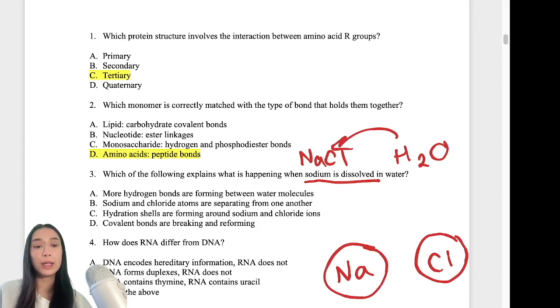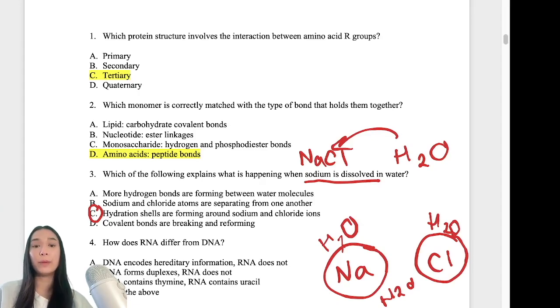So C is actually our answer because it's saying that our sodium and our chloride ions are separate, and then it's also giving us the relationship to water. So the water will then surround all of the ions, and that's what's going to make it dissolve and be homogeneous in the mixture. If we look at D, it says covalent bonds are breaking and reforming.